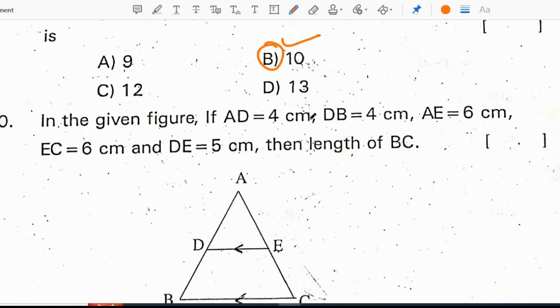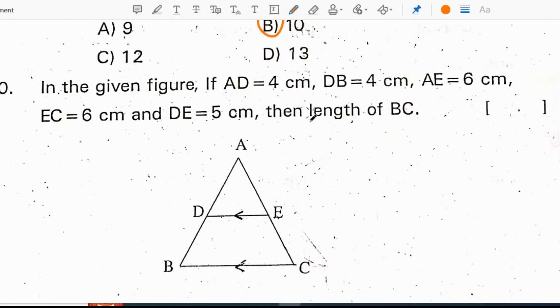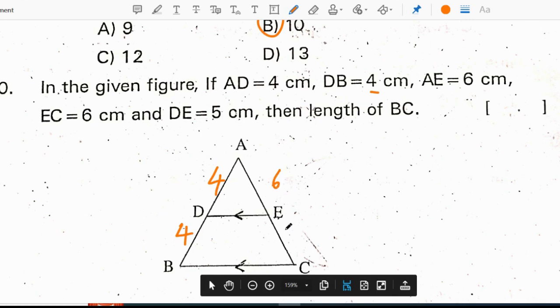Correct option is B. In the given figure, AD is equal to 4, DB is equal to 4, AE is equal to 6, EC is equal to 6, DE is equal to 5. Find the length of BC. So let us write the given values according to the diagram. AD 4 is given, DB 4, AE 6, EC 6. The length of BC is equal to.